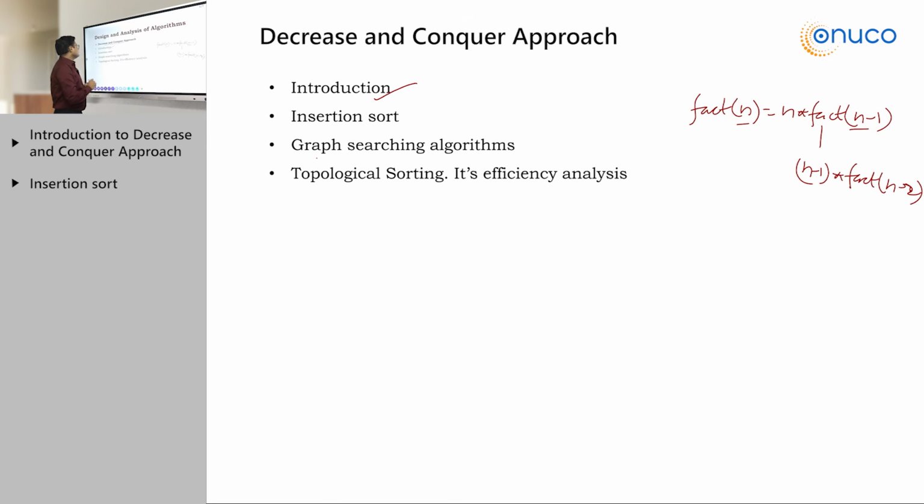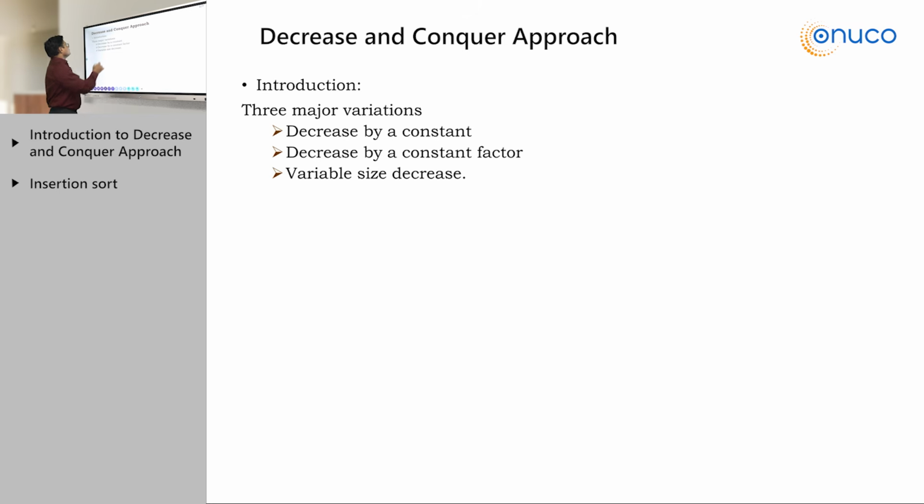So let us see the introduction of decrease and conquer, then we will discuss insertion sort, and then graph searching algorithms. Under this we are going to discuss BFS and DFS algorithms, and last is topological sorting order and its complexity. So first, the introduction. As I said, decrease and conquer is another algorithm technique in which we are decreasing the problem size, and thereafter we are going to find the solution.